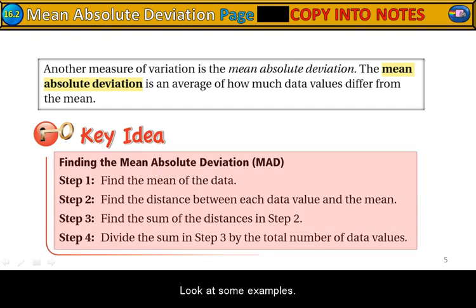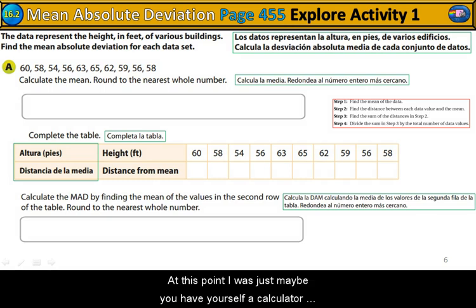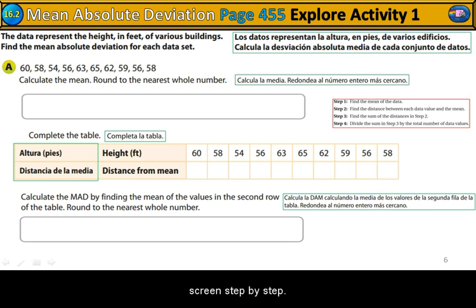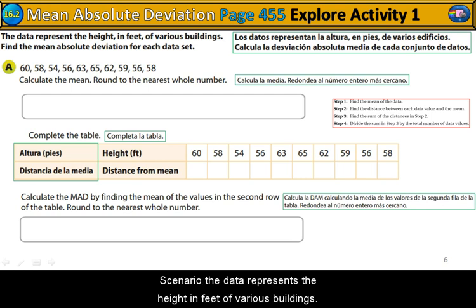Let's look at some examples now. At this point, I would suggest you have a calculator so you can follow along. The examples shown here are step by step, and what you may see in the booklet is very different from what you see on screen because I will work these out step by step. In this scenario, the data represents the height in feet of various buildings. It's asking you to find the mean absolute deviation for each set.